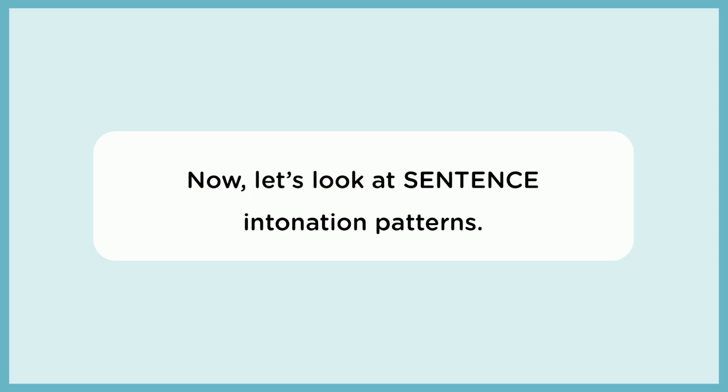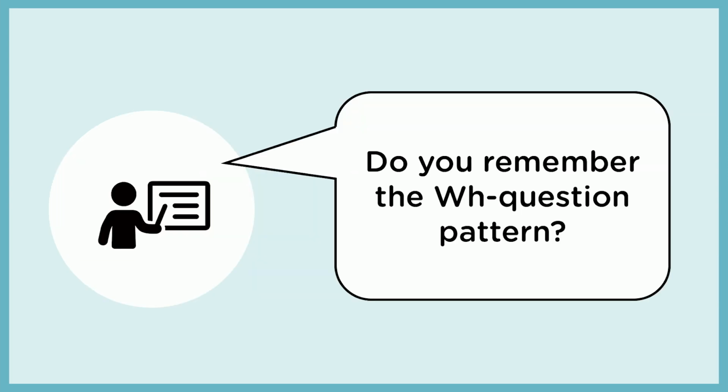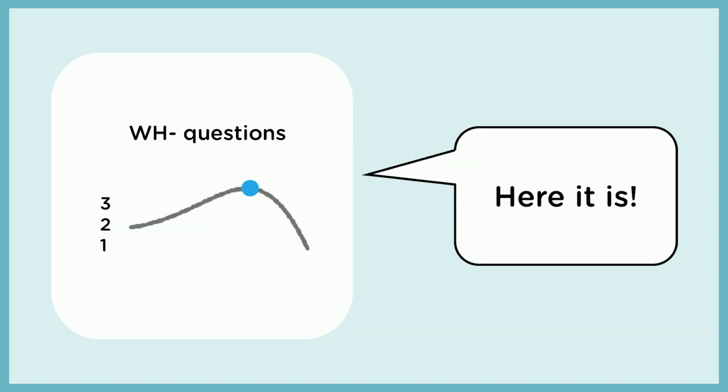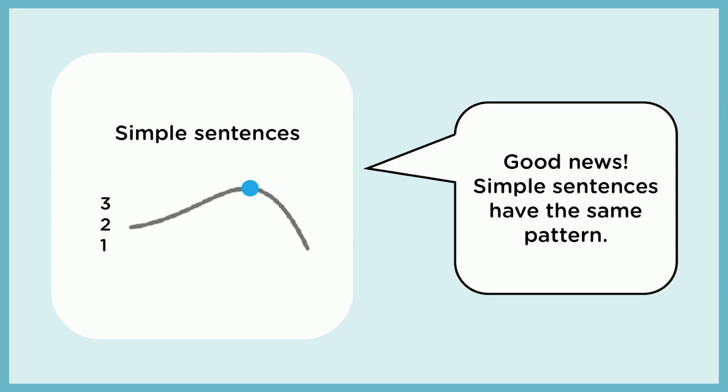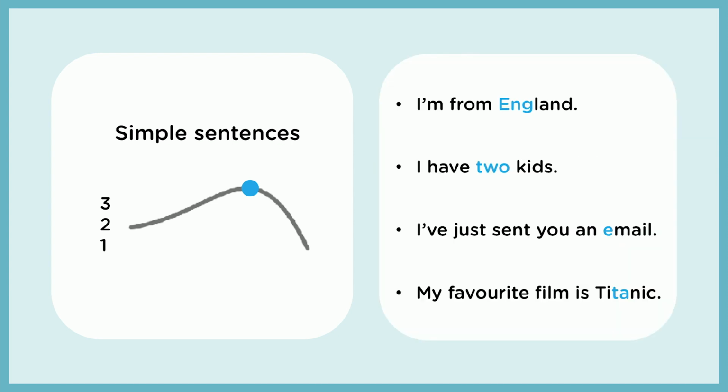Next, we're going to look at sentence intonation patterns. Okay, so, Jay, do you remember the WH question pattern? Of course. Like, what's your name? Beautiful. Well, here it is for reference. The good news is that simple sentences follow exactly the same pattern. So let's take a look at some examples. I'm from England. I have 2 kids. I've just sent you an email. My favourite film is Titanic.